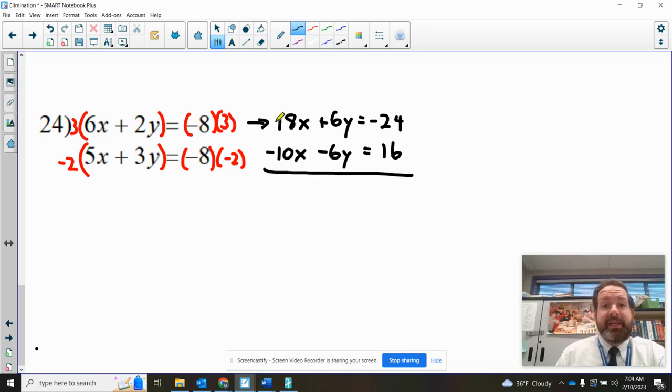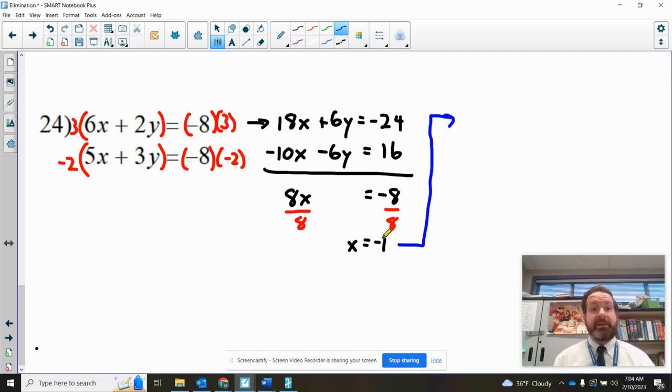Now let's add. 18x plus negative 10x is 8x. 6y minus 6y goes to 0. Negative 24 plus 16 is negative 8. Divide to finish. And x is negative 1.